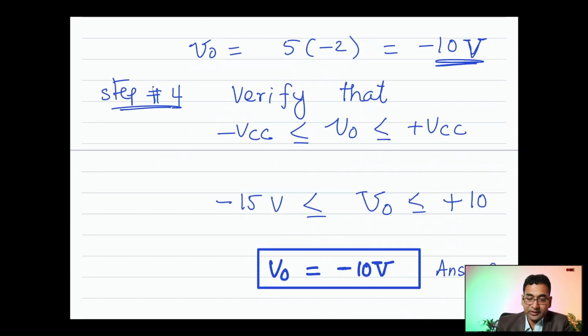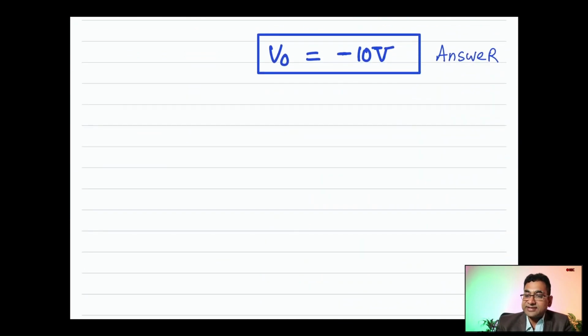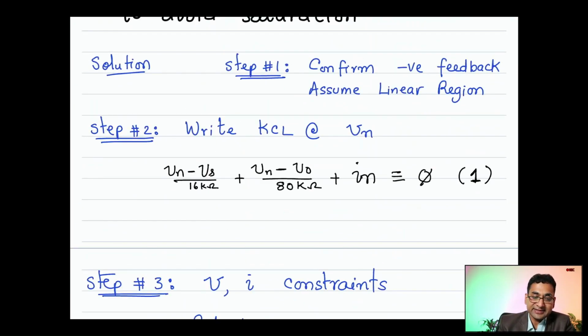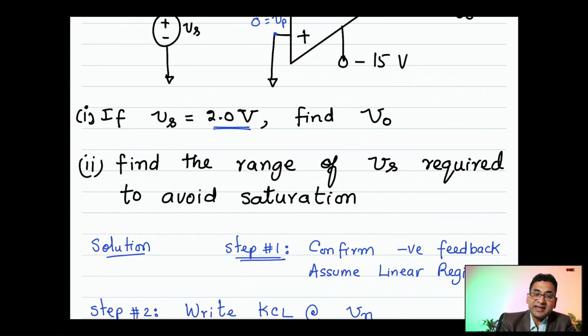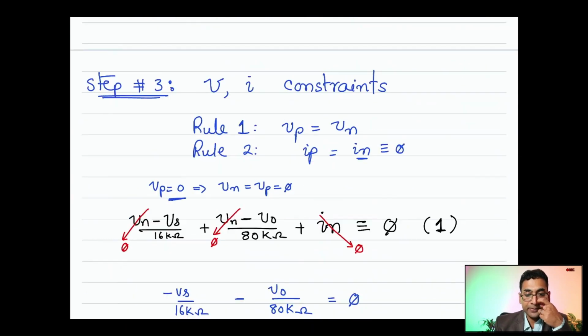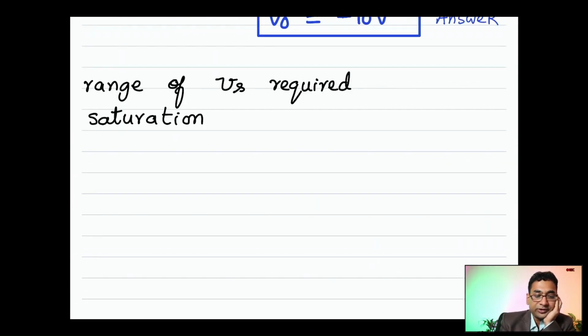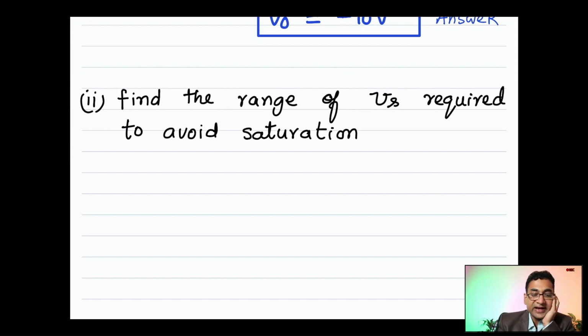Okay, now let's see if we can solve the second part of the problem. The second part of the problem really says, what does it say? Find the range of Vs required to avoid saturation.